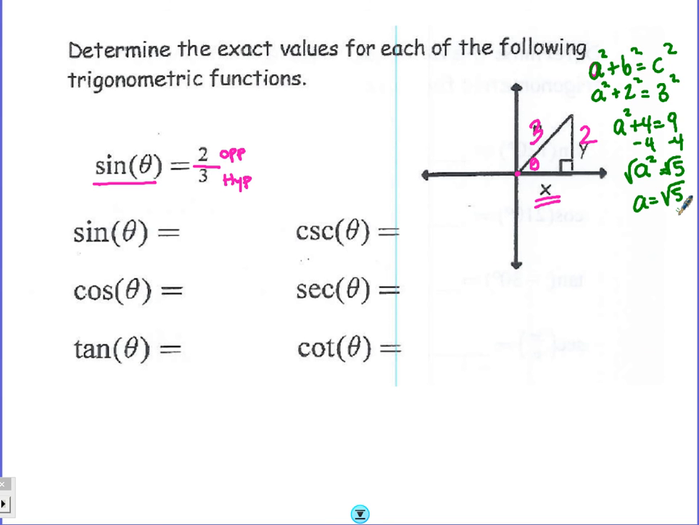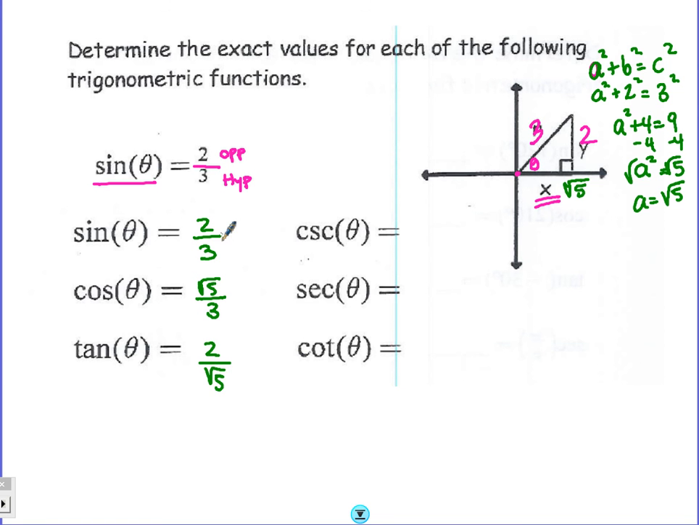Technically plus or minus, but we're not worried about the negative version right this moment. So the square root of 5 is our a value. Now we can find all the trig functions. So we know this one was 2/3. Cosine would be adjacent over hypotenuse, root 5 over 3. Tangent would be opposite over adjacent, 2 over root 5.